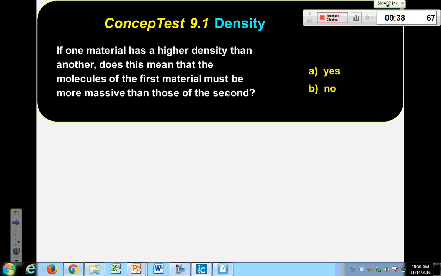We'll stop in about 10 seconds. Get your clickers out. We'll stop at 48.